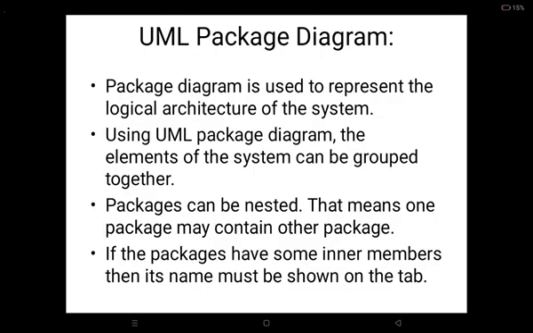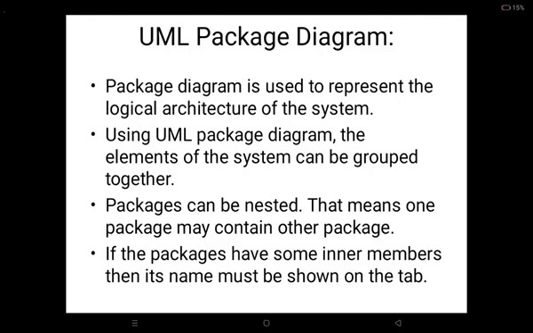The last diagram is the UML package diagram. See, which category does the UML package diagram come under? Anyone tell me. Yes, structural diagram. The UML package diagram comes under the structural UML diagrams. It is mainly used to represent the logical architecture of the system. Everyone knows what a package means: a group of similar classes, a group of sub-packages. Using the UML package diagram, the elements of the system can be grouped together.